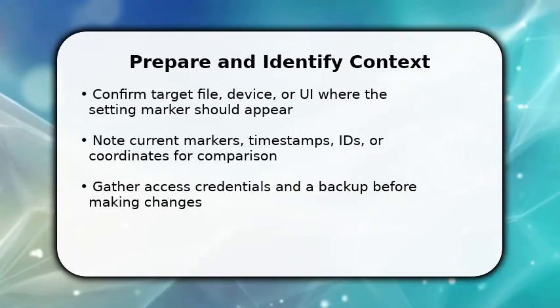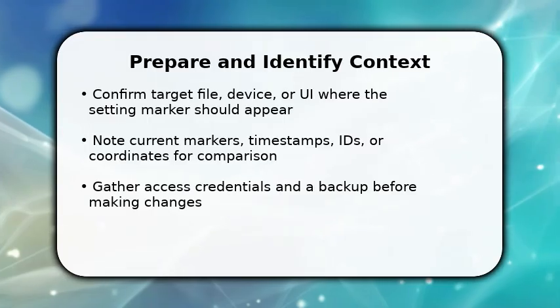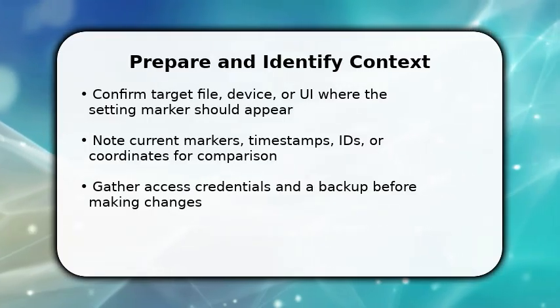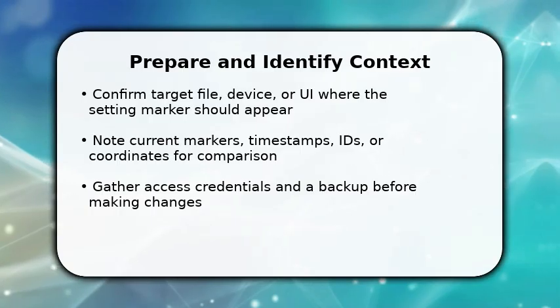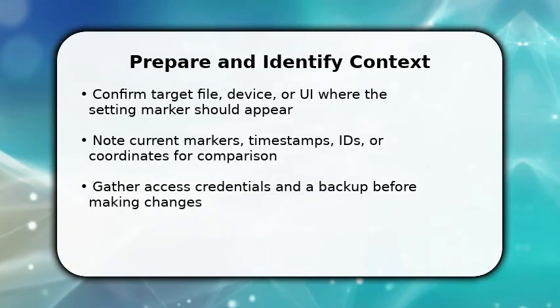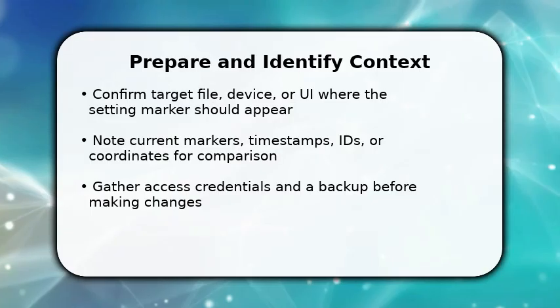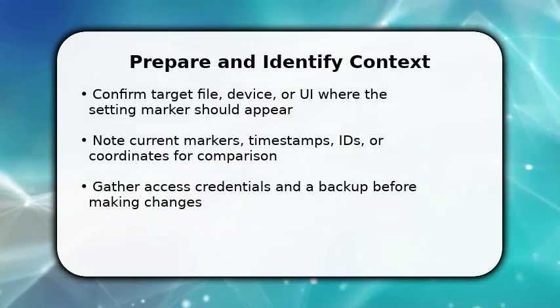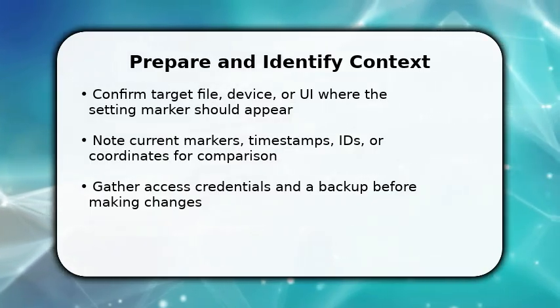You start by narrowing the context. Locate the file, device, or interface that should contain the setting marker and verify you have access. Once you confirm access, record existing markers, ID, timestamps, or coordinates so you can spot changes reliably.